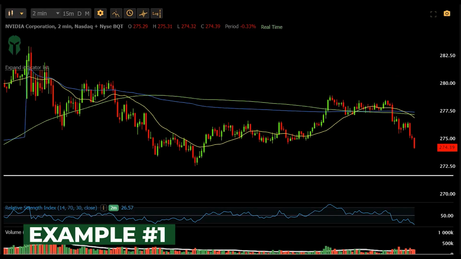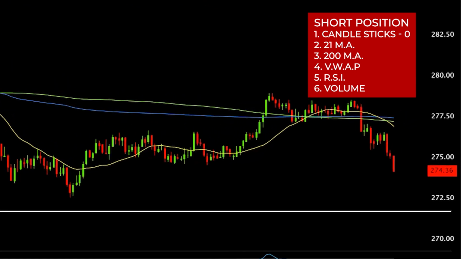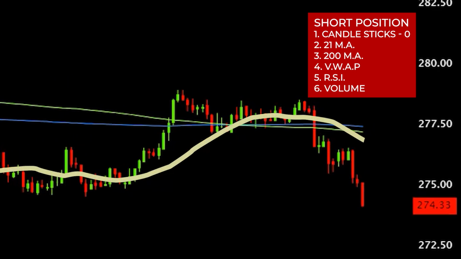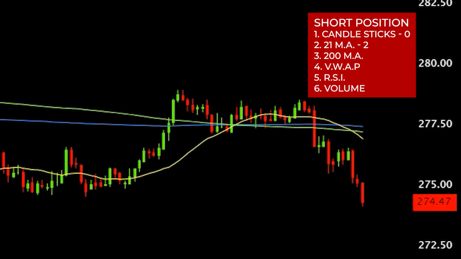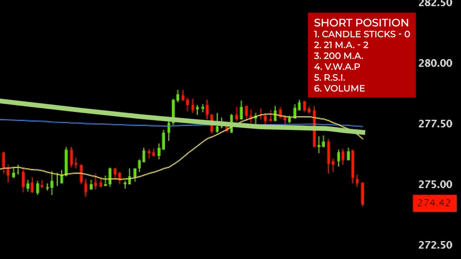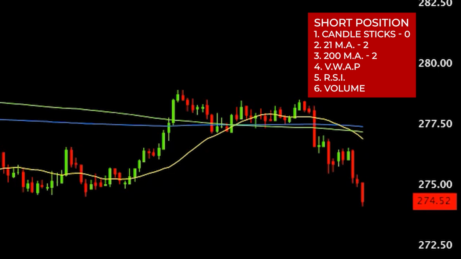Let's take NVIDIA and let's look at NVIDIA as if we wanted to put on a short position. Number one, do I have more green bars or red bars? I have more green bars. So 0 points. Number two, is the 21 pointing down and am I below it? Yes, I am. 2 points. Am I below the 200-day moving average? Is the 200-day moving average pointing down? 2 points. So far we have a total of 4.